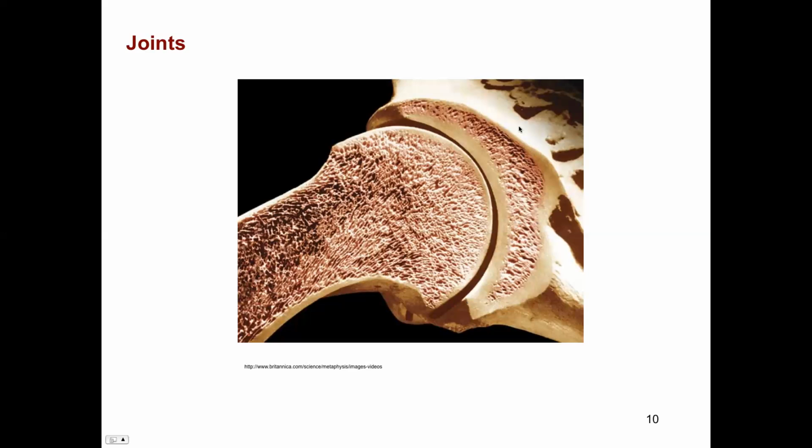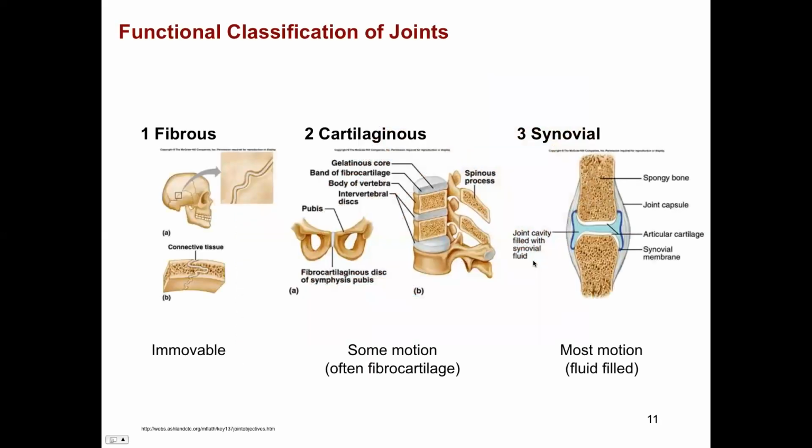The same thing here, even though this is an irregularly shaped bone, you can see the outside is compact, the inside is spongy. All right, so we have a classification of our joints. We have the immovable joints, which are called fibrous, and the classic example is between the bones of your skull.